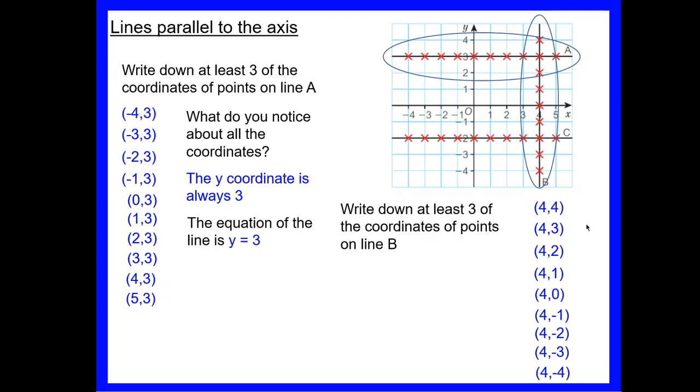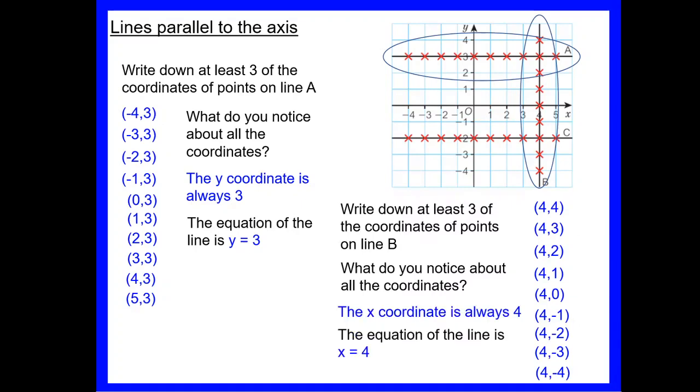So again, at least 3. Now we say at least 3 because that helps us to see that there is a pattern. If I just do 2, I might not know what the pattern is. So again, what do we notice about the coordinates this time? Well, this is our x coordinate. All of our x coordinates are 4, all of our y coordinates are different. So this line is given the equation x equals 4 because all of the x coordinates are 4. So again, we've given it the equation based on the fact that there's something special about the coordinates on that line.